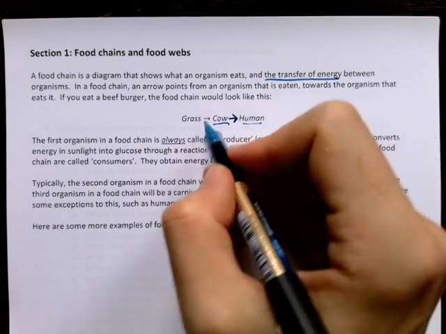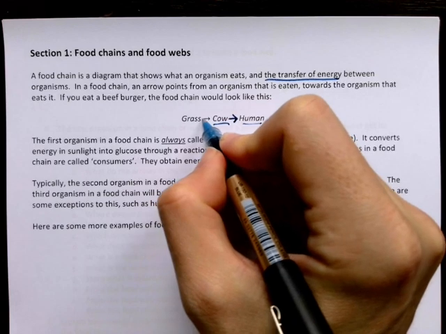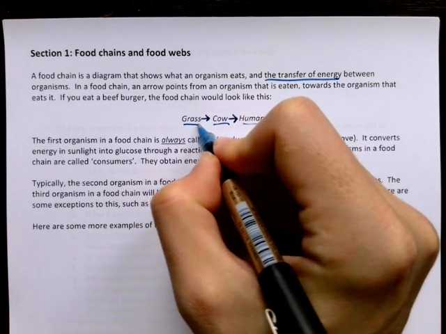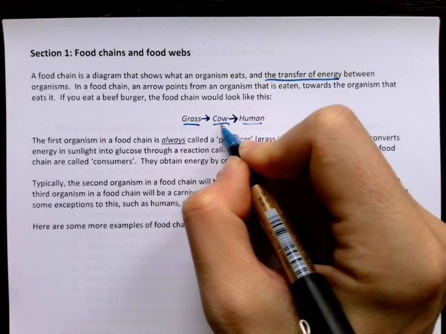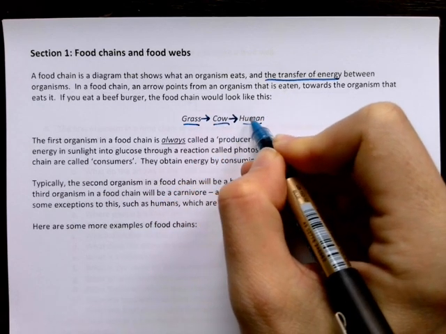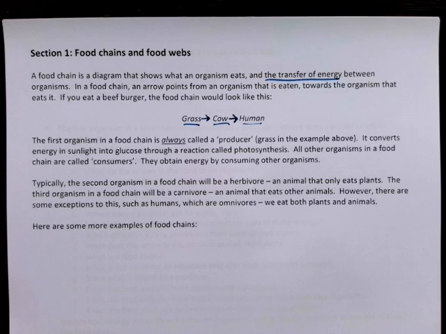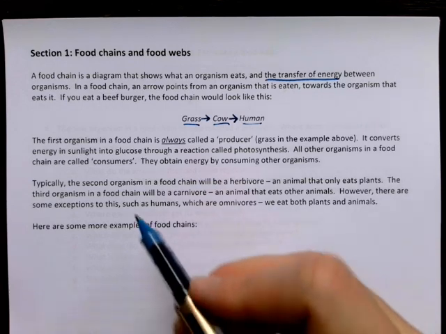Now where does that cow get its energy from? Well, it gets its energy from grass. So the cow eats the grass, and the energy in the grass goes into the cow, and the energy in the cow goes into the human. And that's what the food chain shows. So let's have a look at this in a little bit more detail.